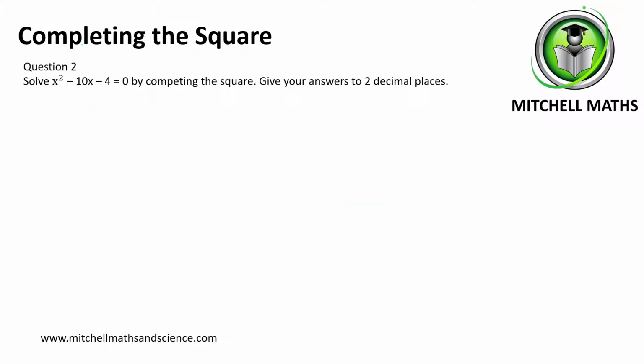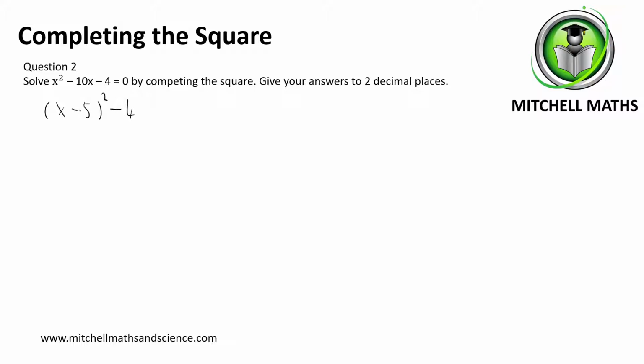Right, our next question: solve x squared minus 10x minus 4 equals 0 by completing the square. Give your answer to 2 decimal places. For this question, we're going to do the same as we did last time. We're going to get x, we're going to half this term here to give us minus 5 squared. And we have minus 4.